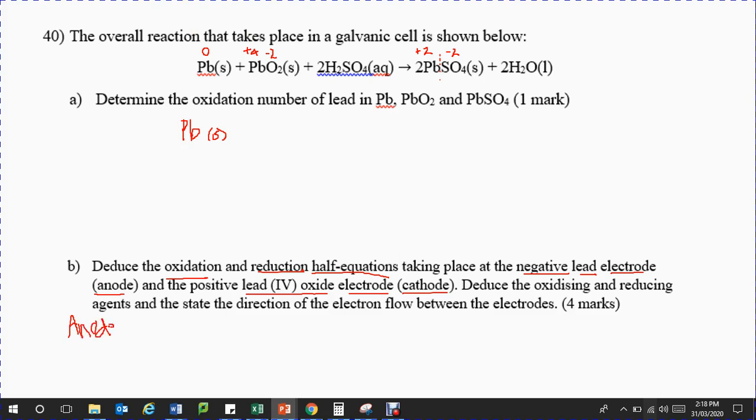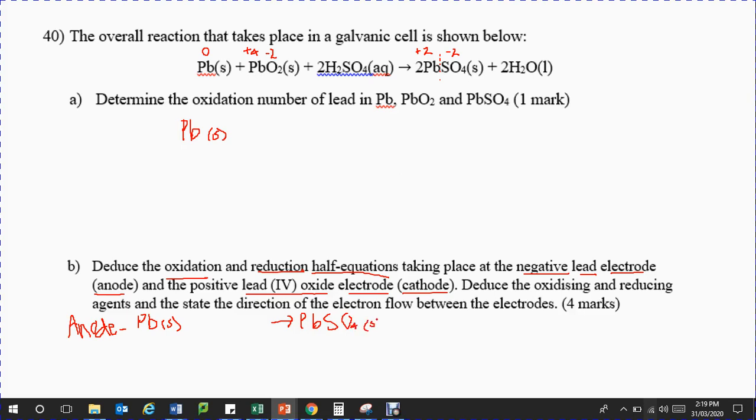So let's write down the equation at the anode to begin with. Okay, so we've got our anode. We've got solid lead going to lead sulfate. So it's going from 0 to +2. I'll leave a gap so we can fill in what we're missing. Pb goes to PbSO4, and that's a solid.